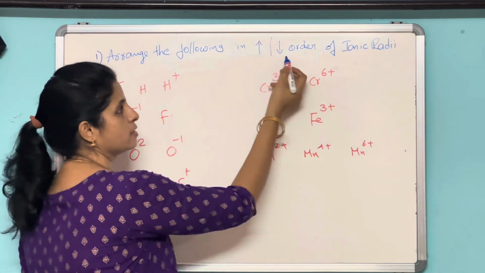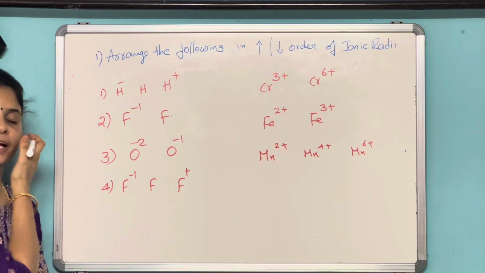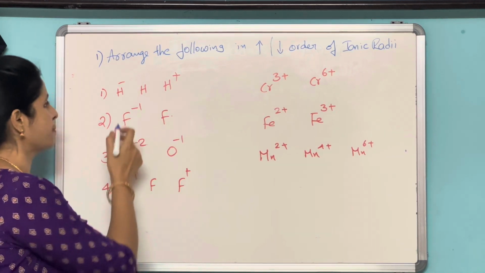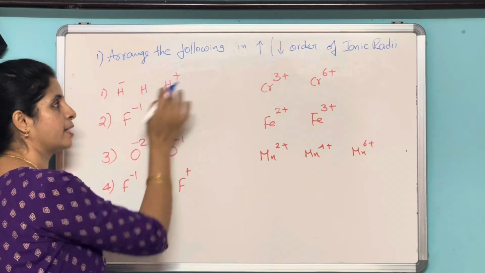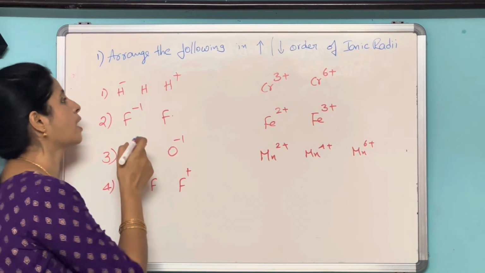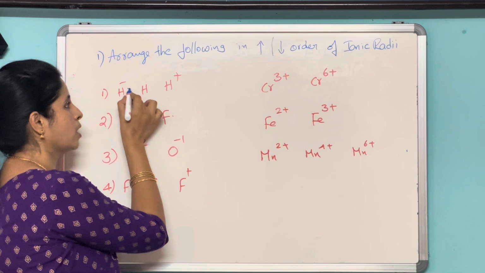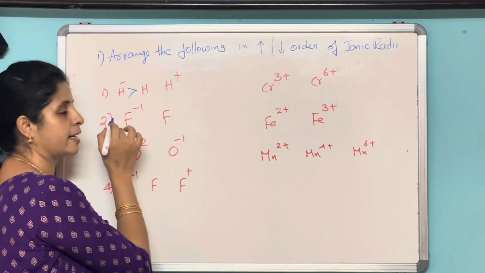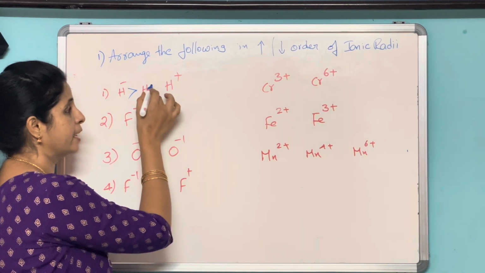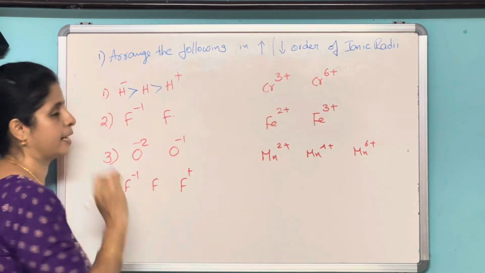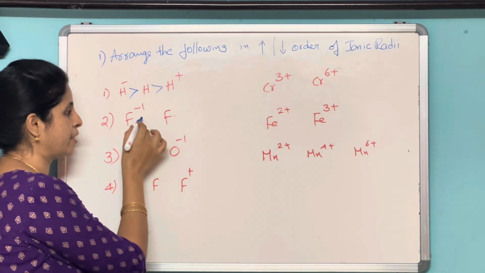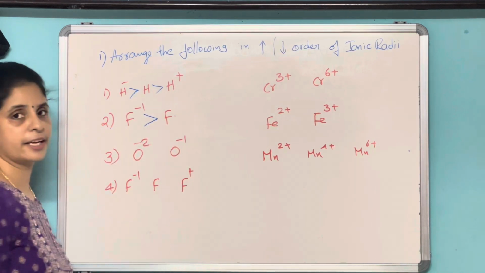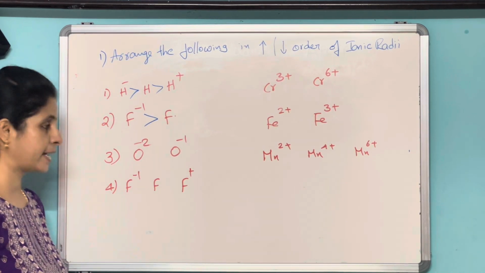Arrange the following in increasing or decreasing order of their ionic radii. If you observe question number 1, here it is an anion, a parent atom, and a cation. I told you already, the ionic radius of an anion is greater than its parent atom, and the ionic radius of a cation is lesser than its parent atom. Here also, the ionic radius of an anion is greater than that of its parent atom.